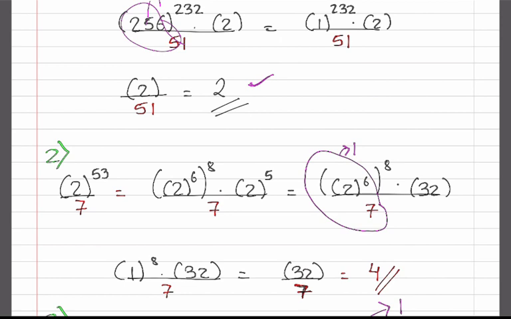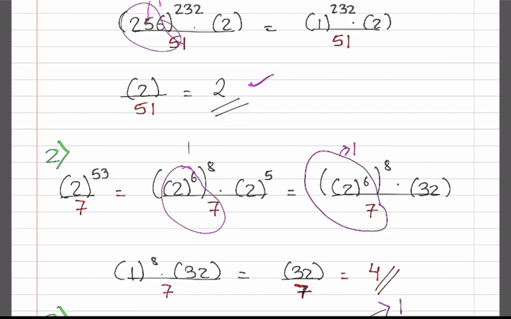Why? Because I see a prime number as the denominator. The first thing that comes to my mind right now is Fermat. So I write 2 raised to 6, because I want a number which is 1 less than the prime number. The remainder for this is 1. 1 multiplied 8 times, into 32, will be 32 divided by 7.